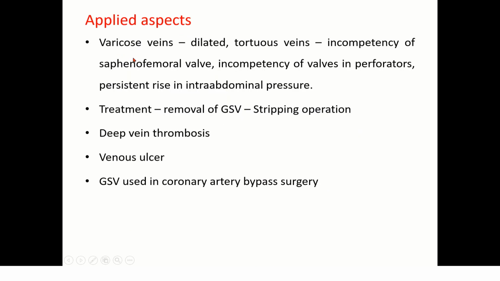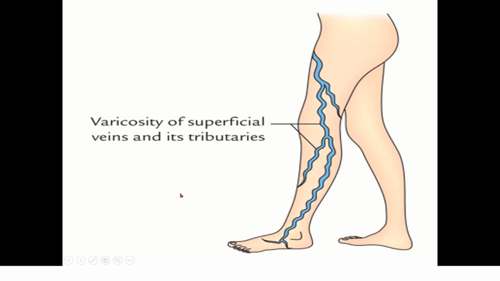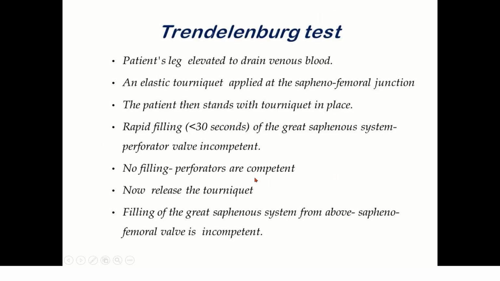Applied aspects: varicose veins. Abnormal dilated tortuous veins are called varicose veins. Incompetency of the saphenofemoral valve, incompetency of valves of perforators, and persistent rise in intra-abdominal pressure are the causes of varicose veins. The treatment is removal of the great saphenous vein through a stripping operation. Other complications are deep vein thrombosis and venous ulcers, and the great saphenous vein is also used in coronary artery bypass grafting. You can see these are the varicosities of the great saphenous vein.